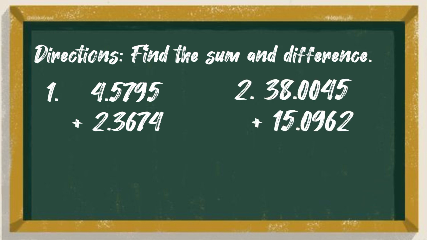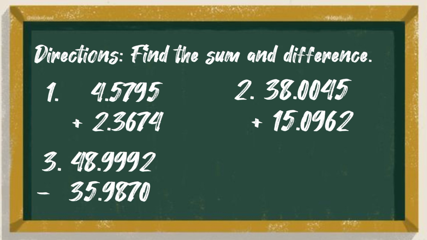Number 2. 38 and 45 10,000ths plus 15 and 962 10,000ths. Number 3. 48 and 9,992 10,000ths minus 35 and 9,870 10,000ths.